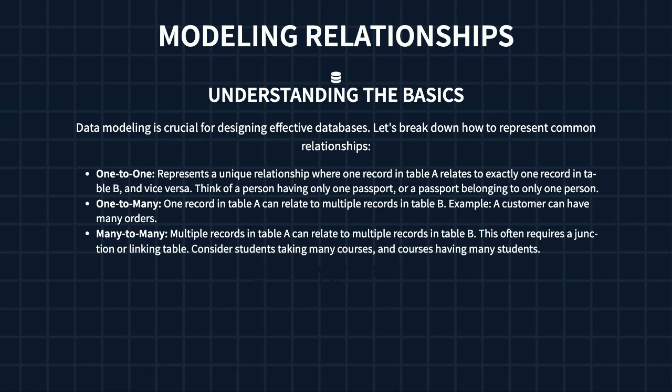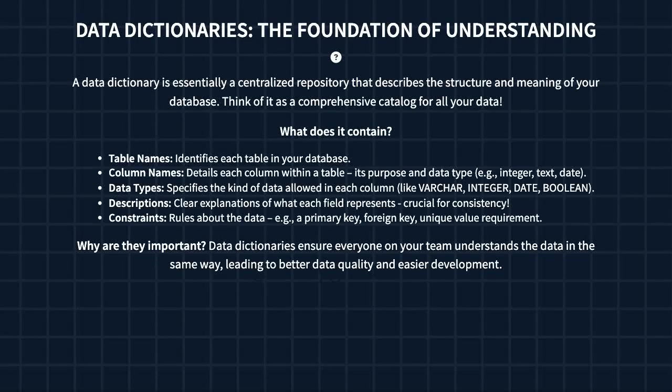Finally, we get to many-to-many, which needs a little more thought. It's where multiple items connect with multiple other items, usually requiring an intermediate table or a junction table to link them together.